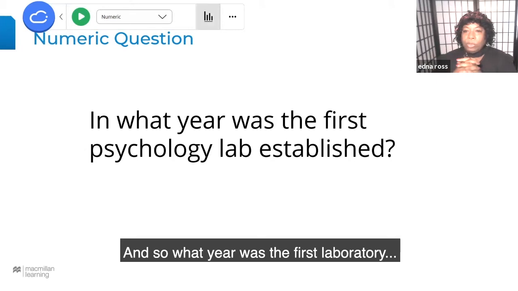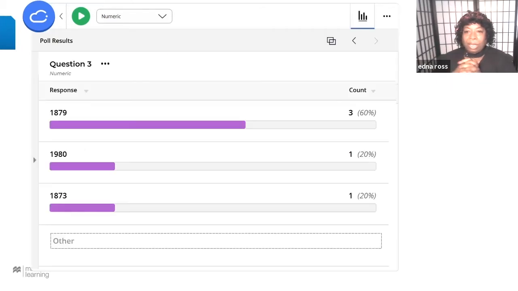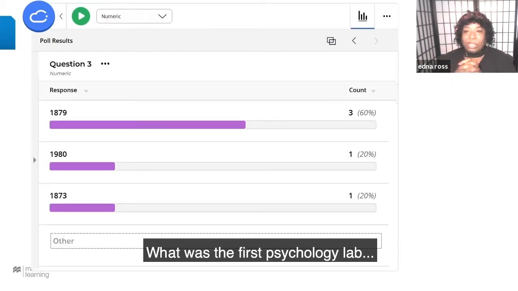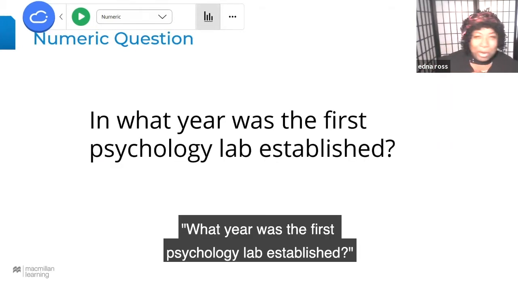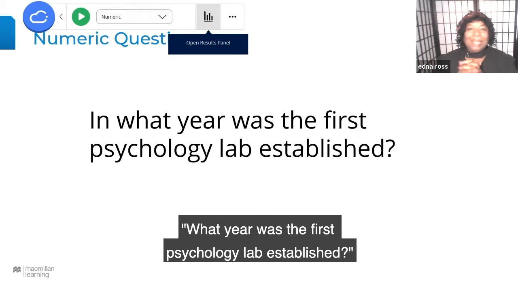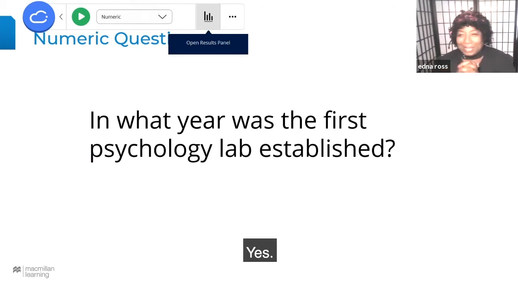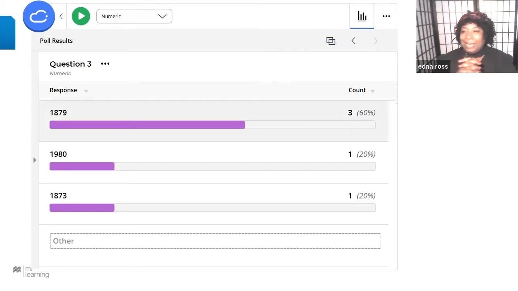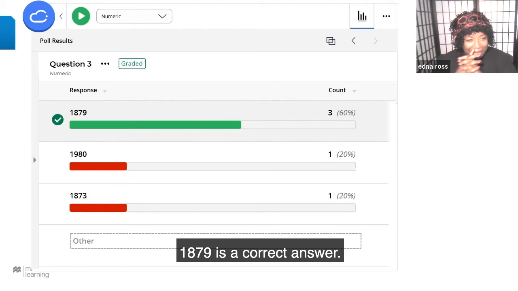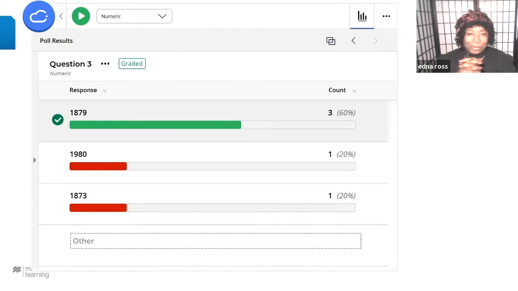And so what year was the first laboratory, what was the first psychology lab? What was the question? What year was the first psychology lab established? Yes. And the answer is 1879. 1879 is the correct answer.